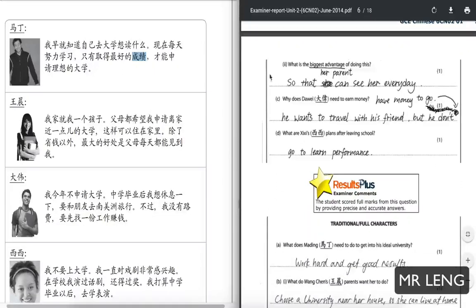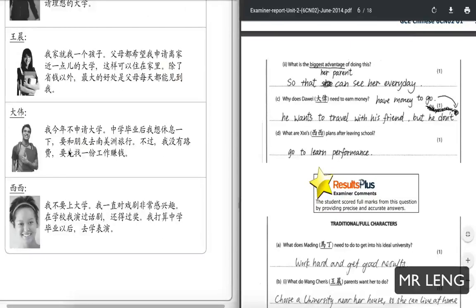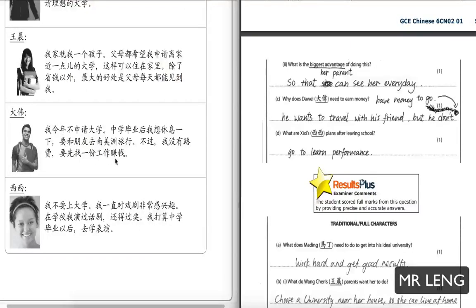So C, why does 大伟 need to earn money? Quite simple. Need to find a job to earn money because I don't have the travel expenses, the travel fee. So the correct answer is he needs the money for his trip or for travel expenses, things like that.